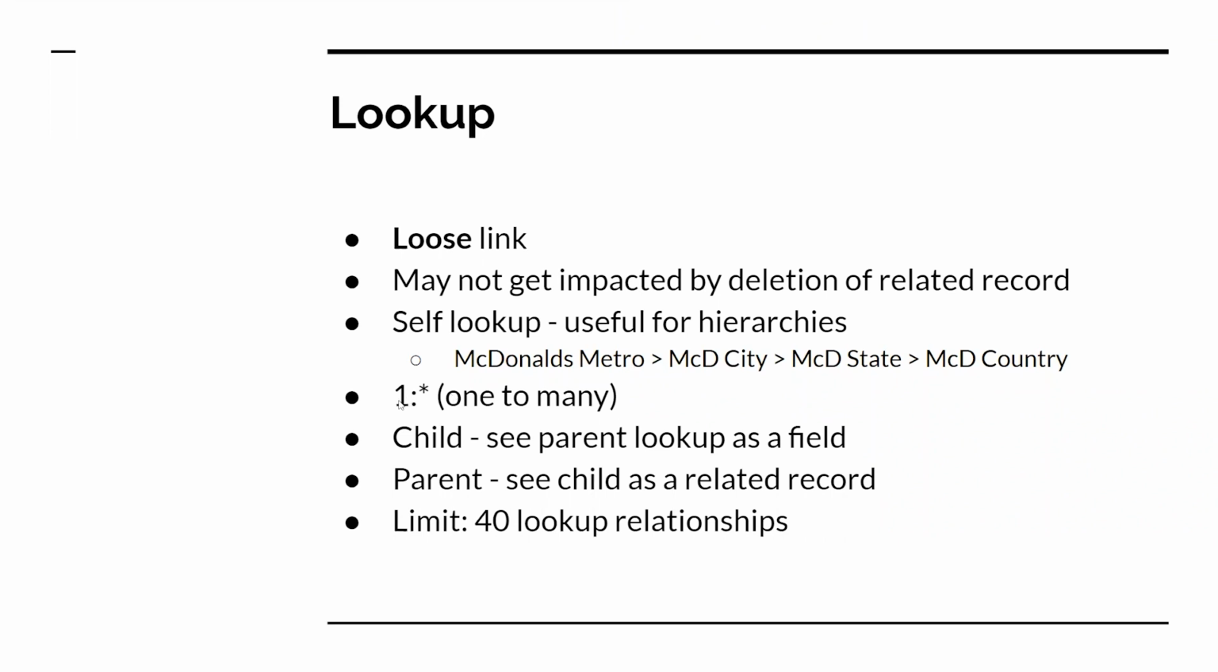And then this here, this 1 to *, you may see this written out in a relationship diagram. This means one to many. One is obvious, but this star, this asterisk, just means many. So this is where one account can be related to many contacts, because obviously many different people work at a business. So it's that one to many: one, the parent, many, the child.